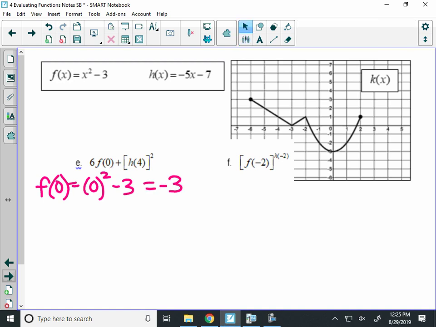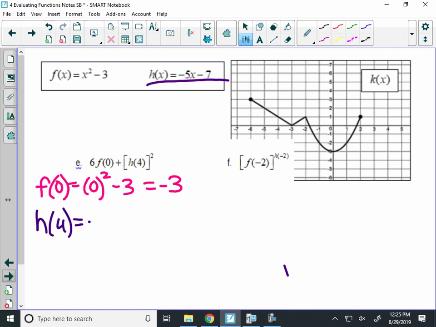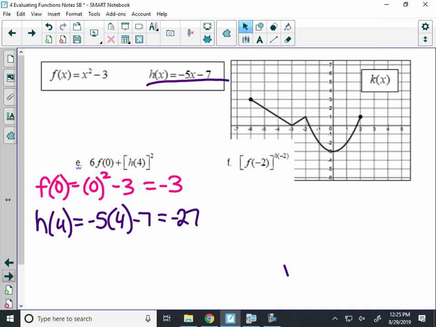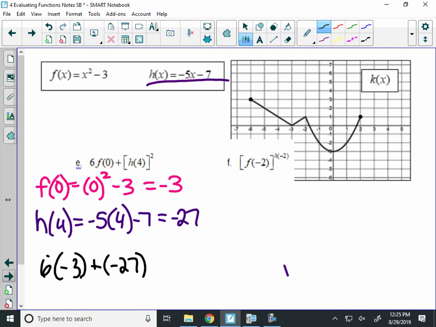Okay, and then h of 4. So let's see. H of 4 is negative 5 times 4 minus 7. Negative 27. Okay, so now we have to carefully make sure that we get everything put back in correctly. So we'll take 6 times negative 3 plus negative 27 squared. I don't know what negative 27 squared is off the top of my head. Can you tell me?